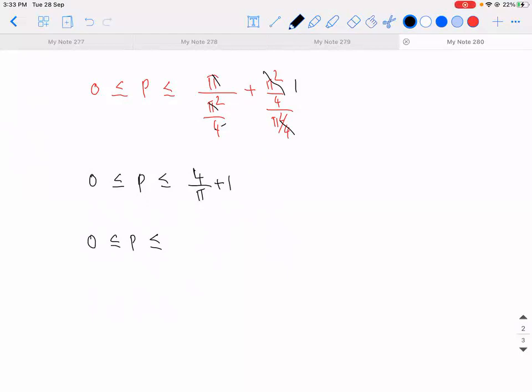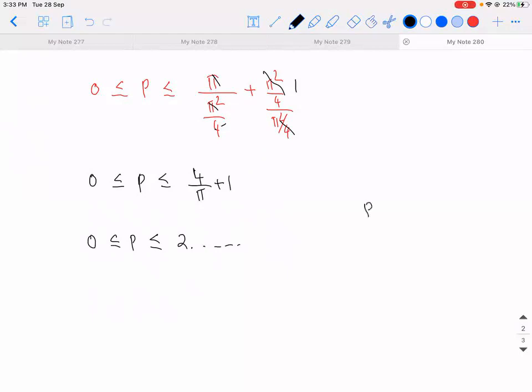Now, what is 4 by pi? 4 by pi means around, pi is 3.14. So 4 divided by 3.14 means it is something like 1 point something. 1 point something plus 1 means this is what? 2 point something. So that means the value of p always lies in between 0 and 2 point something.